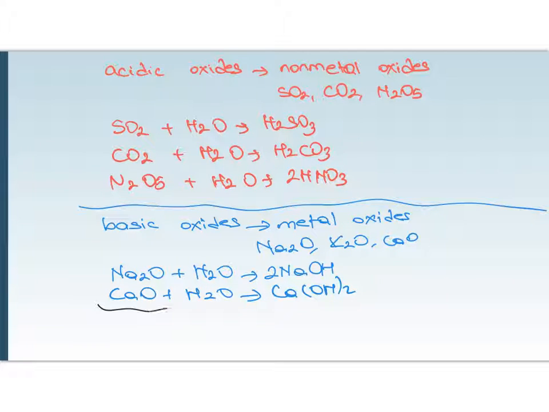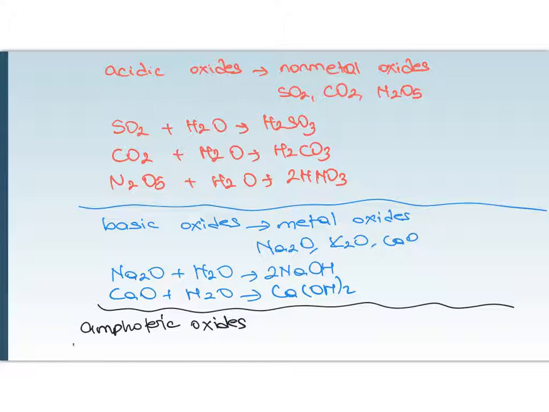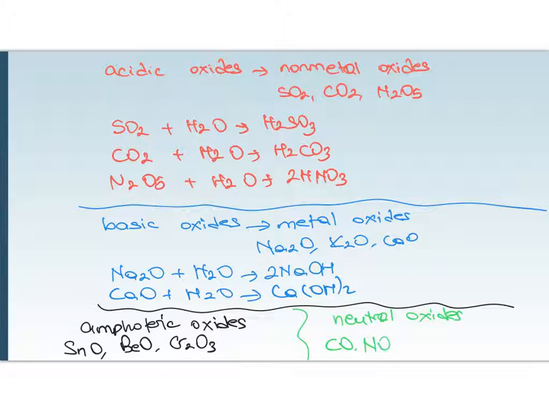What else do we have? We have, of course, amphoteric oxides. Now, all the metals that are amphoteric also produce amphoteric oxides, like tin(II) oxide or beryllium oxide or chromium(III) oxide. And finally, we have neutral oxides. You have only 3 of them. This is going to be carbon monoxide, nitrogen monoxide, and dinitrogen monoxide.